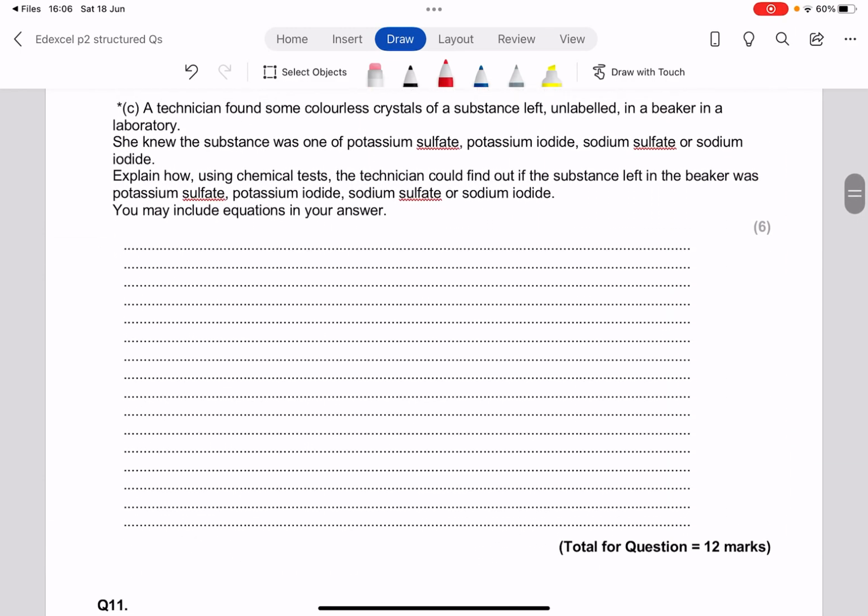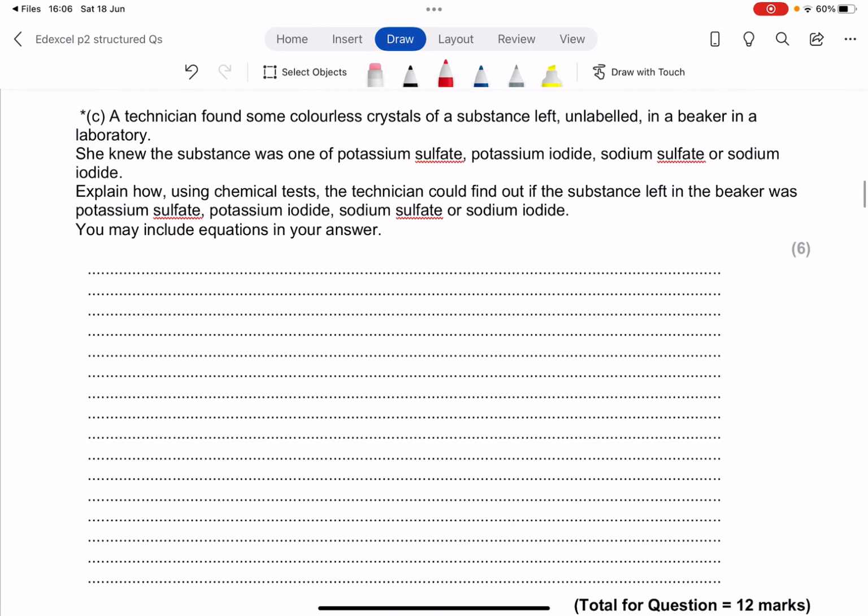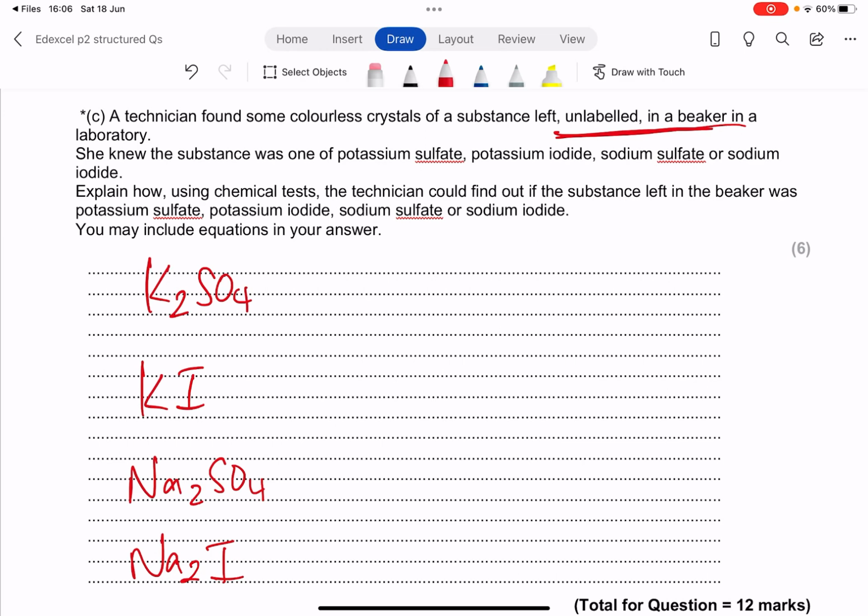Let's look at this question. A technician found some colorless crystals of substance left unlabeled. Classic context in this question. Now she knew the substances are potassium sulfate, potassium iodide, sodium sulfate and sodium iodide. Explain how, using chemical tests, the technician could find out the substances left in the beaker were those. Include any equations. Lovely question.